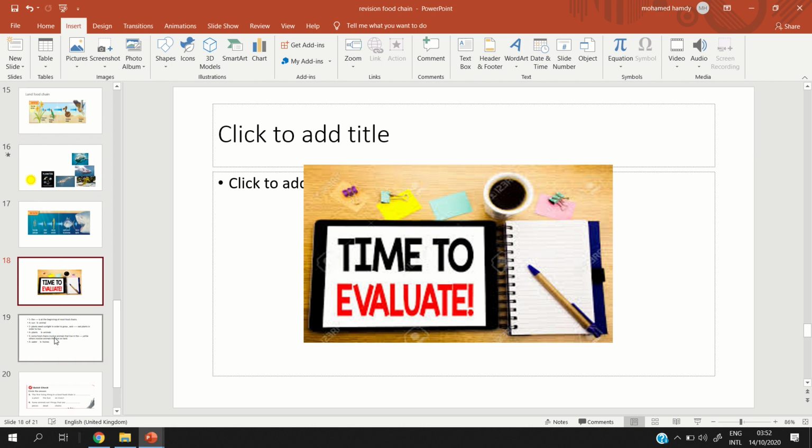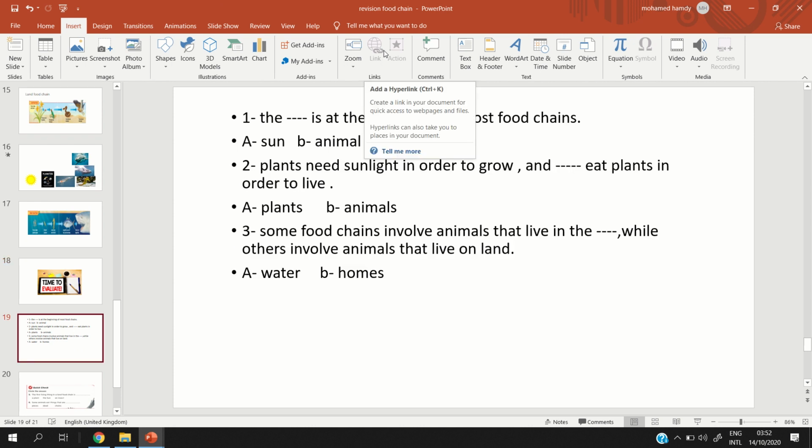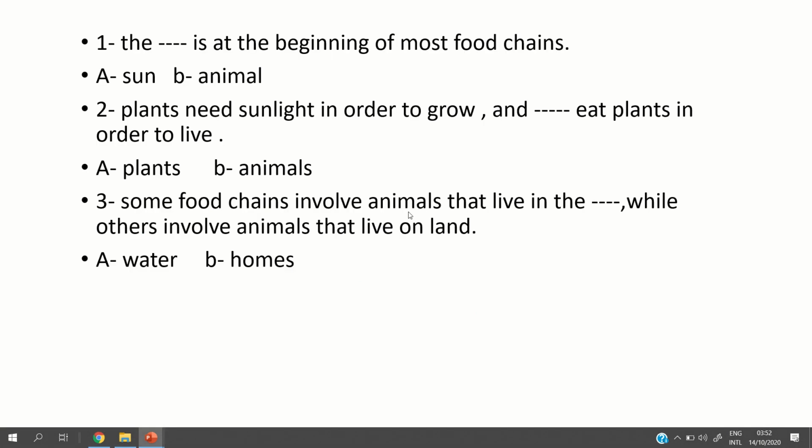Let me ask you, grade 2. Okay, sorry. Number 1. The blank is at the beginning of most food chains. Oh, so which one is at the beginning of most food chains? It may be the sun or the animal. Which one is the start? Listen to me, grade 2.